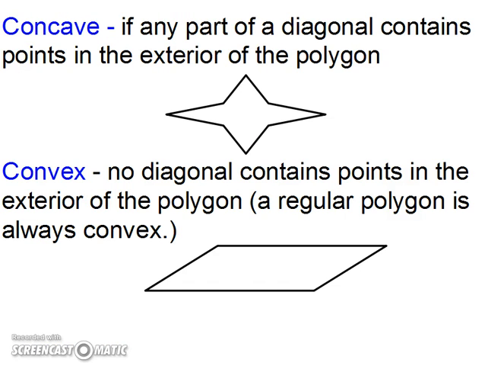There are two different figures here. We have a concave and a convex. A concave figure can be determined based on its diagonal. If any part of the diagonal contains points in the exterior of the polygon, then it is concave. If you connect these 2 points, for example, notice the diagonal is in the exterior, thus concave. Convex, no diagonal contains points in the exterior of the polygon. A regular polygon is always convex.